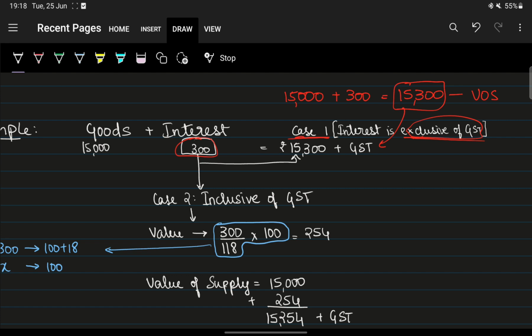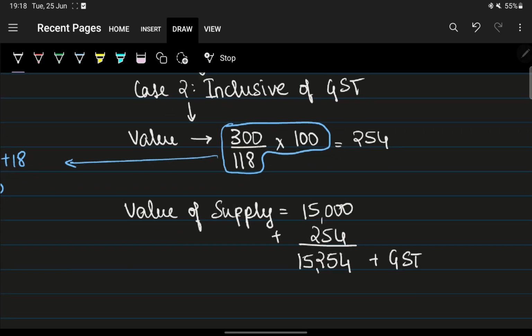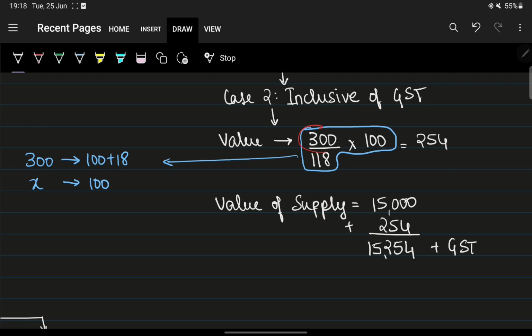Next, in case 2, where you're treating it as inclusive of GST, this 300 contains X portion of interest plus GST of 18%. We know GST is 18% because we just read it. So there's only 18% GST that is to be charged on interest, penalty and late fees. Now we are coming to case 2, which talks about the amount of interest inclusive of GST. Here we'll have to apply this particular formula.